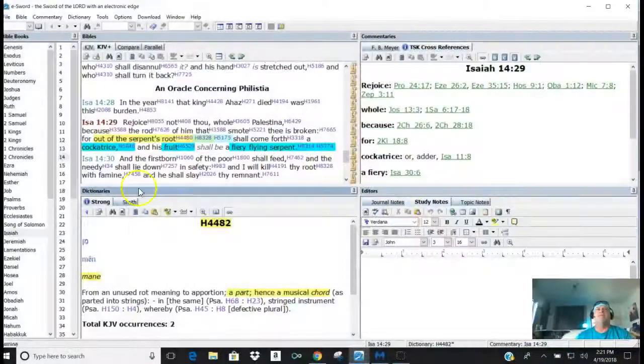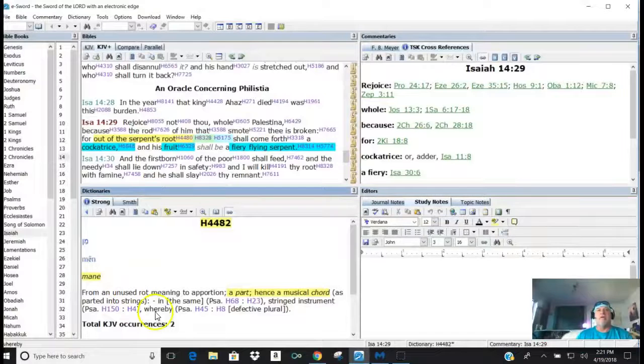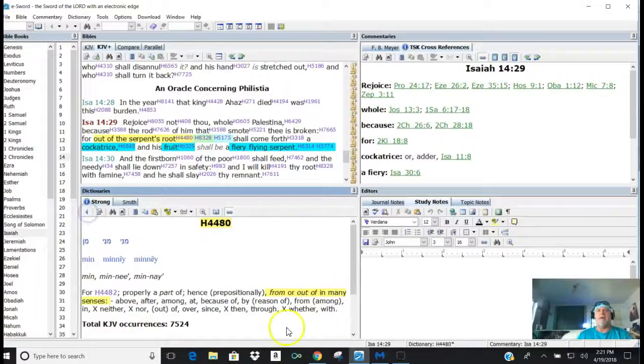Okay, now watch. For out of the serpent's root. Okay, so y'all know what the word main is? It comes from mania, like the mother of the mains. I don't know how many people know your vocabulary, but the word mania, the root main, is demons. Go look it up. So anyway, so a musical chord, main, let's walk it back, from or out of in many senses.